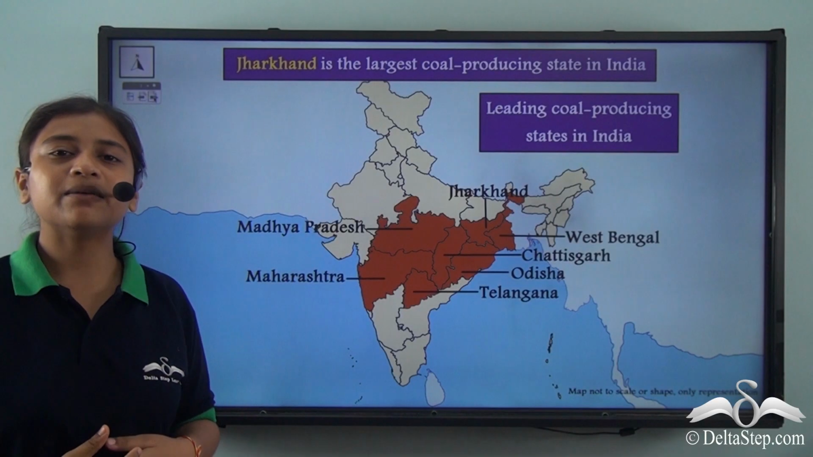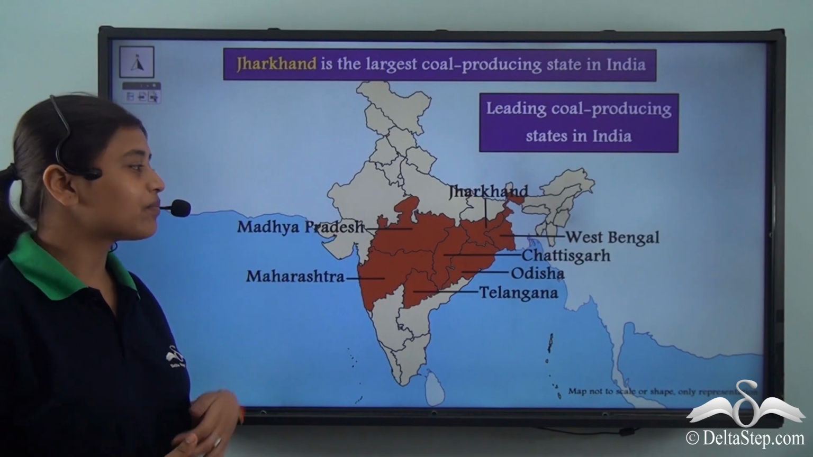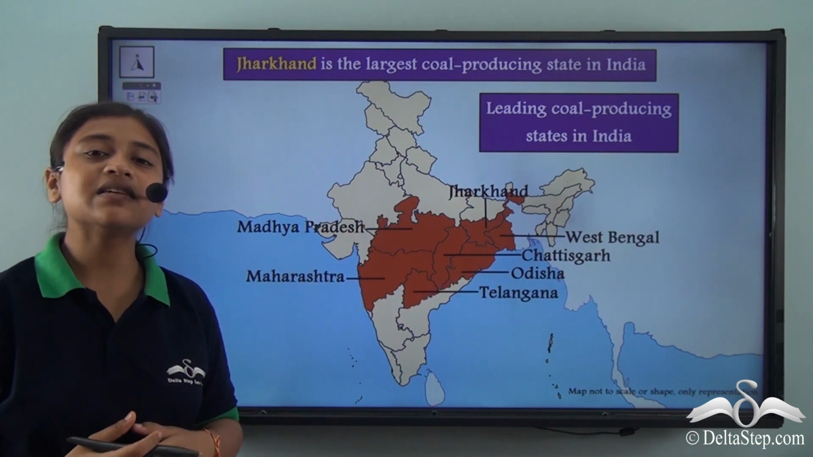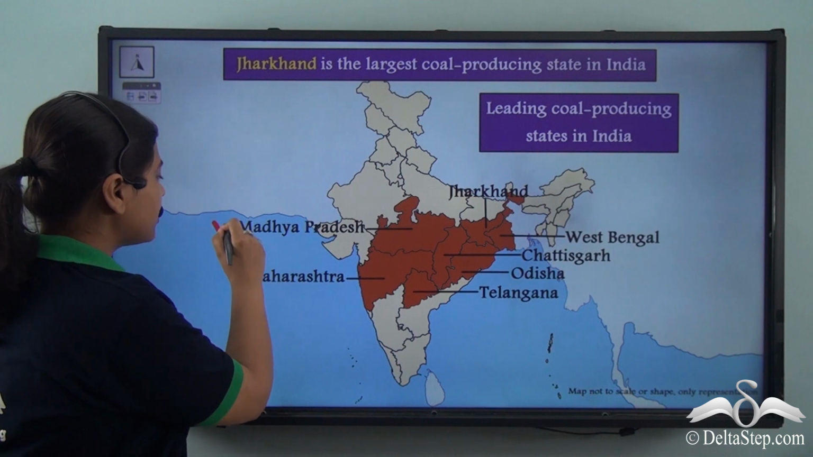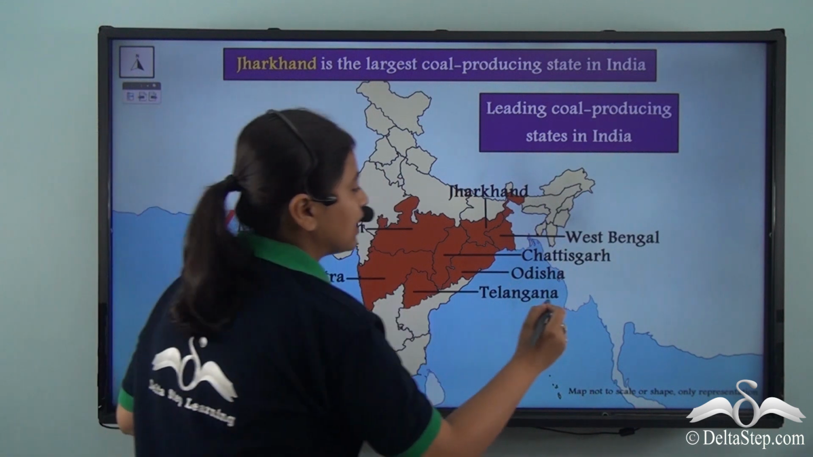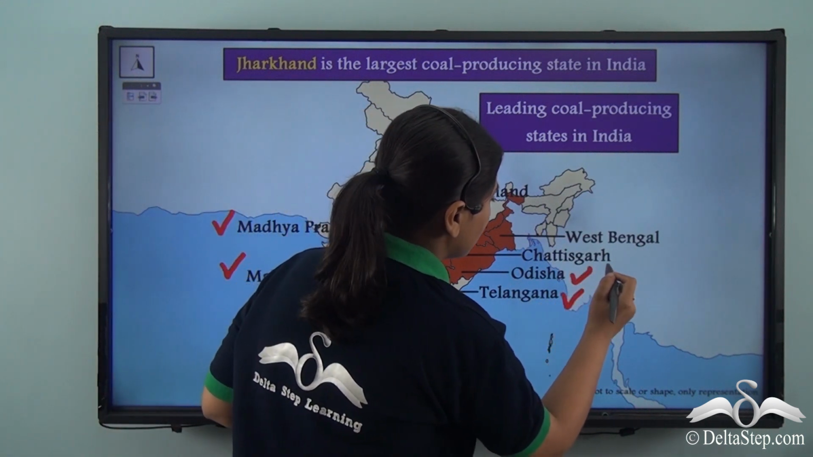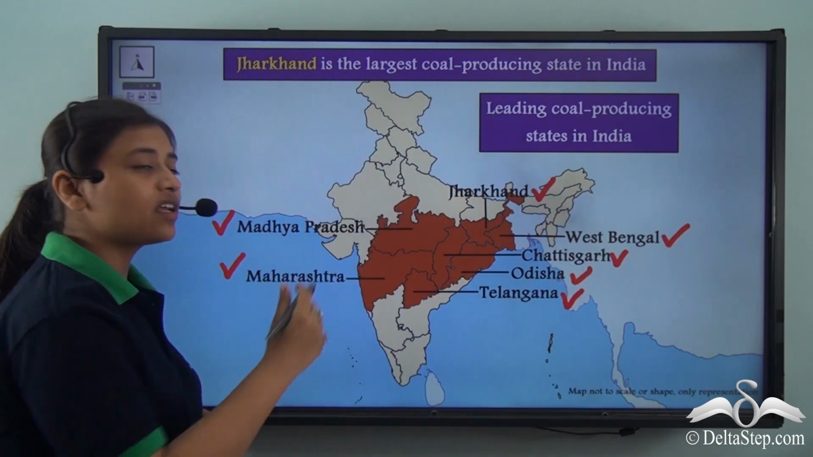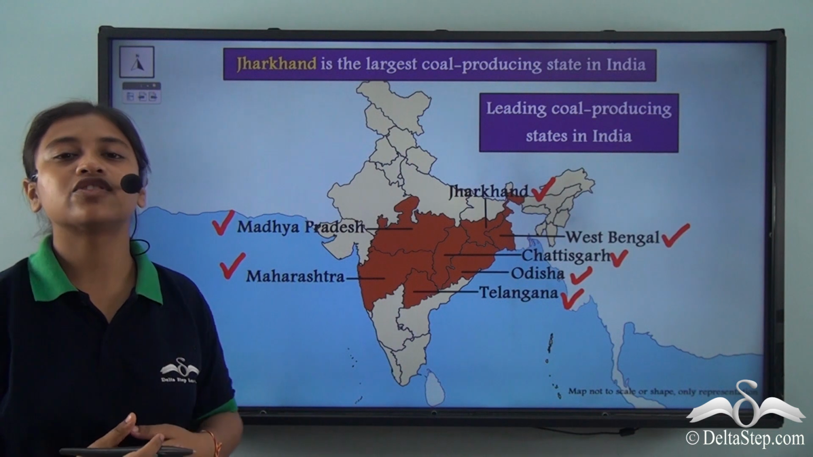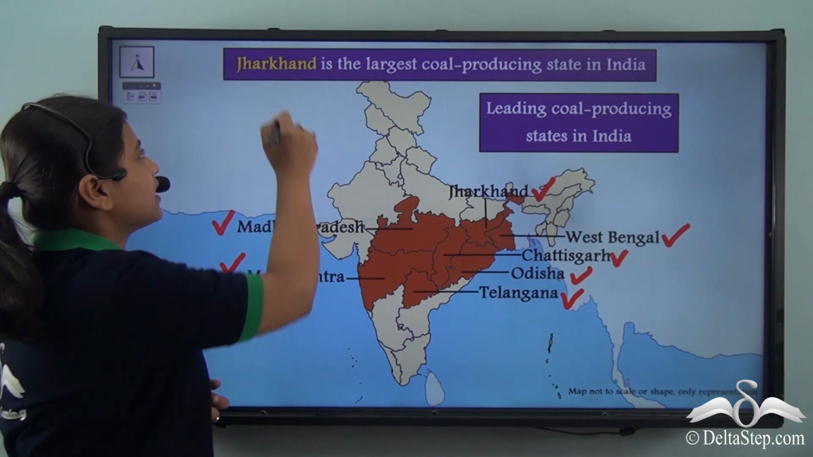Now, if we take a look at the map of India, we see that these states are the leading producers of coal. These states are Madhya Pradesh, Maharashtra, Telangana, Odisha, Chhattisgarh, West Bengal, and Jharkhand. Jharkhand is the largest producer of this organic mineral in India.